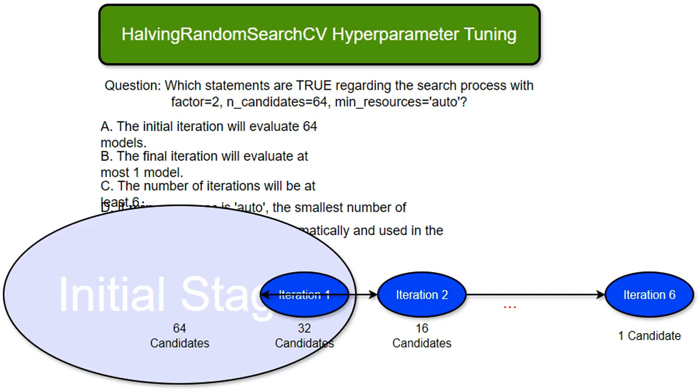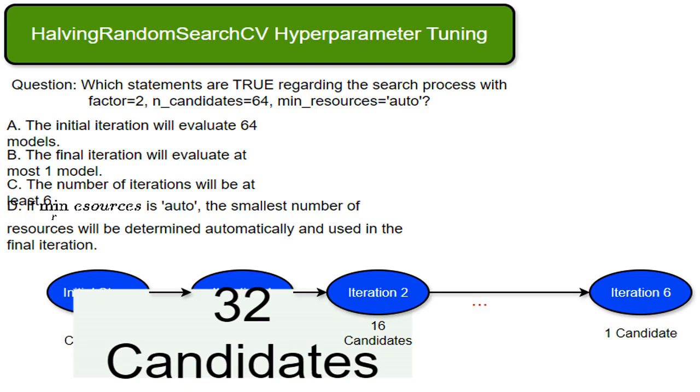It starts with the specified number of candidate models, in this case, 64. Think of it like having 64 different recipes to try for the perfect cake. After the first iteration, the algorithm evaluates the performance of each of the 64 candidate models. It then keeps only the top half, 32, that performed best. It's like eliminating half of the cake recipes after the first taste test, getting rid of the less promising ones.